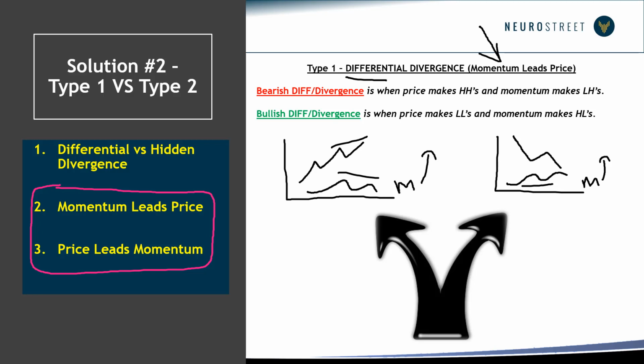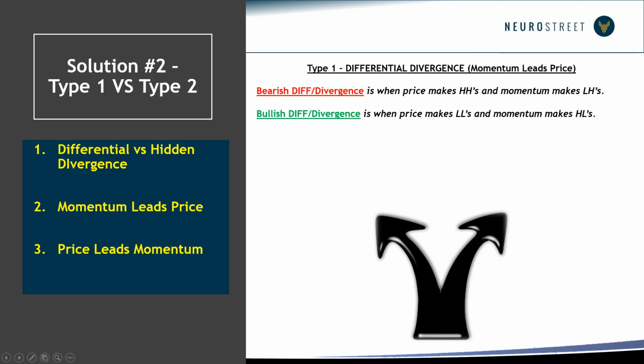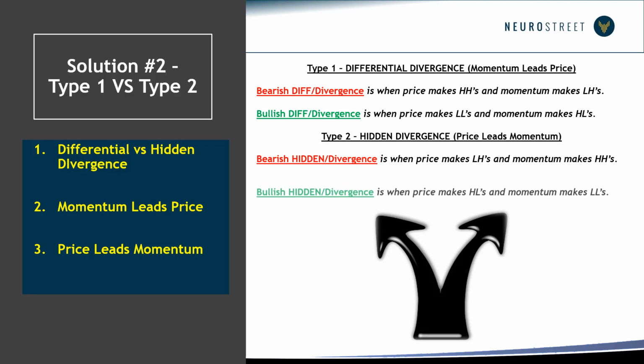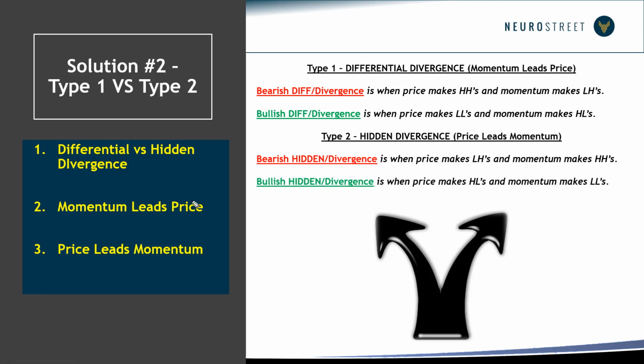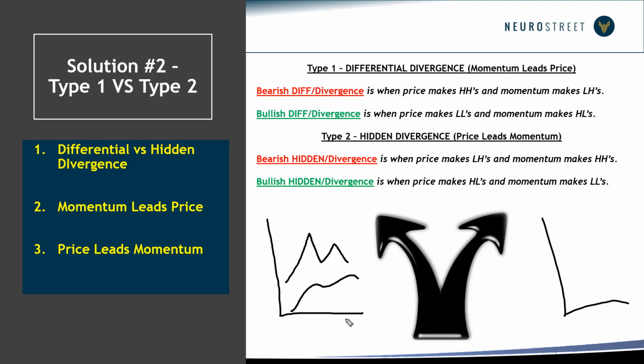The other aspect of divergence is type 2 divergence, also known as hidden divergence. This is when price leads momentum. So I'll give you an example. I'll just draw over here. If we've got hidden divergence, it's when price is going up like that and momentum is still going up, meaning price is making lower highs while momentum is getting faster. It's called hidden because it's not often seen. This normally happens in pullbacks on trends, not reversals.